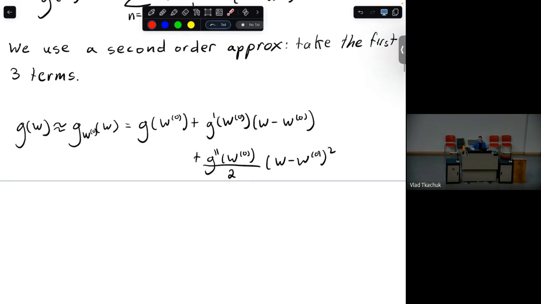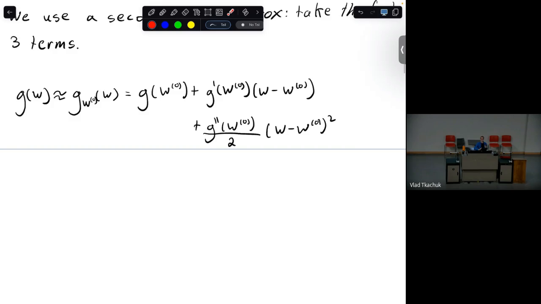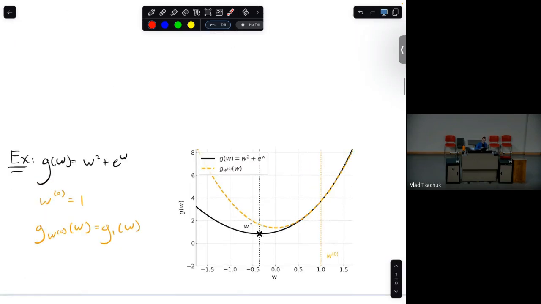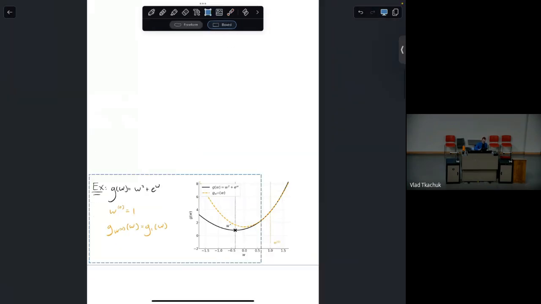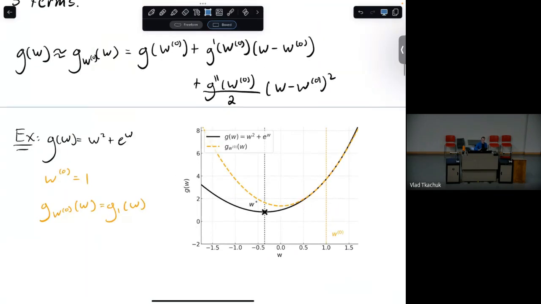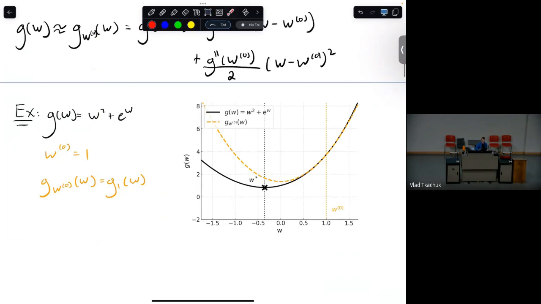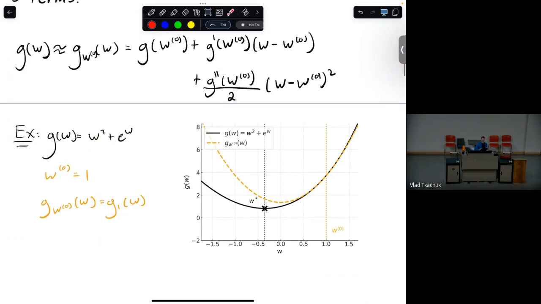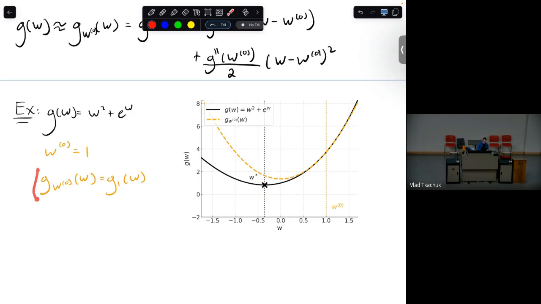Okay, let's go back to our example and see what this approximation looks like for the function we cared about to begin with. So I pull this up. This is the function we were dealing with, which was w squared plus e to the power of w. That was the black function we saw. Now, I need to choose a point, w naught. I chose 1. I could have chosen anything. I chose 1 because it's going to make the pictures look nicer when we move on. Pick any point. So then I have this function, g of w naught. And if I plug it in, it's the orange thing on the plot.